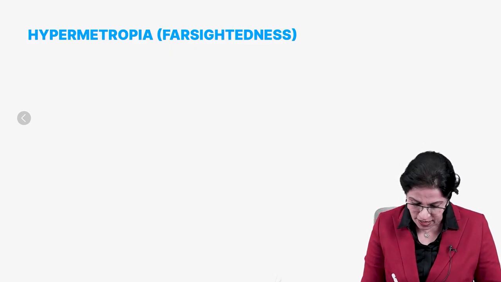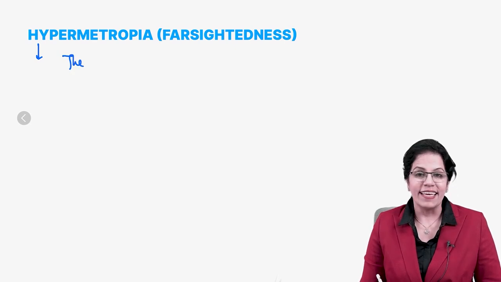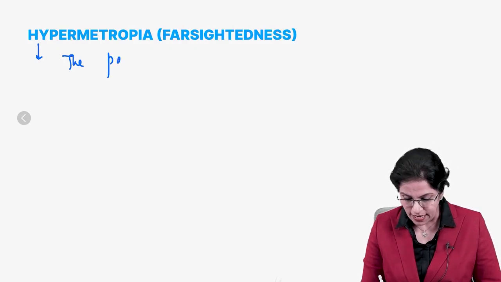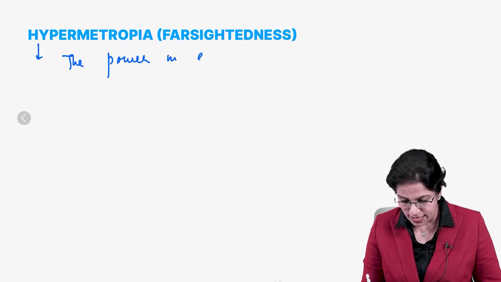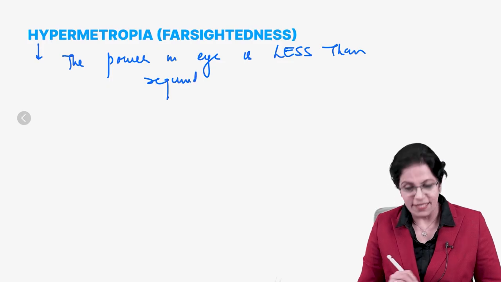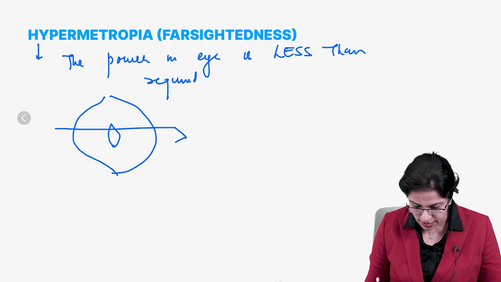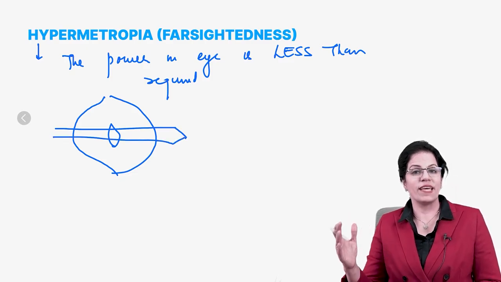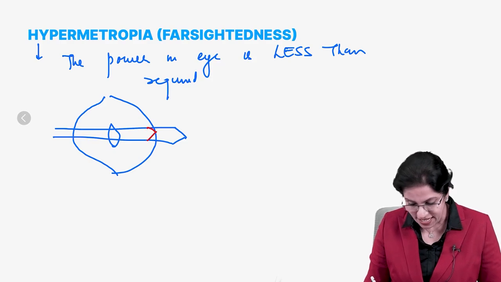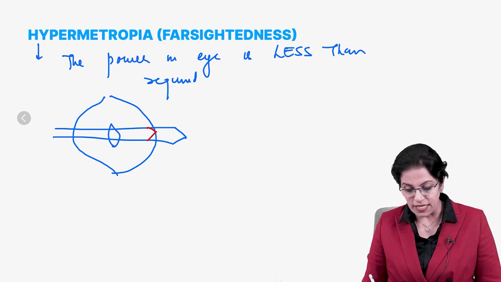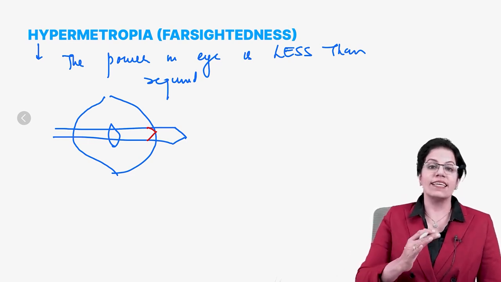Hypermetropia is that refractive power where the required power is less, isn't it? The power in the eye is less than required. Second important, the eye is small instead of longer. This is a smaller eye, and the light rays are focused behind the retina. I need the focusing where? On the retina. And because I need the focusing on the retina, I have to increase the power this time.